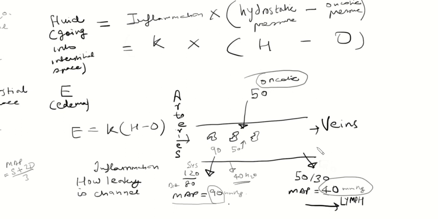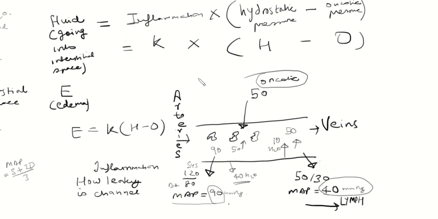Okay, what about the venous side? Well, the fluid that was being pushed out was being pushed out with hydrostatic pressure of 40 and was being pulled in by oncotic pressure of 50. So here on this side, the fluid is being pulled in with 10 millimeters of mercury. That's the water that's going to go inside.